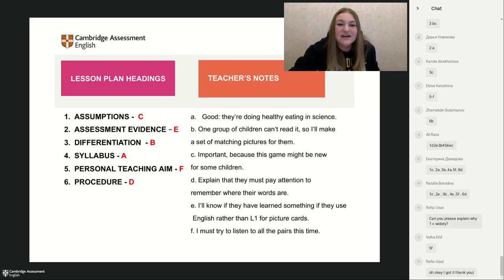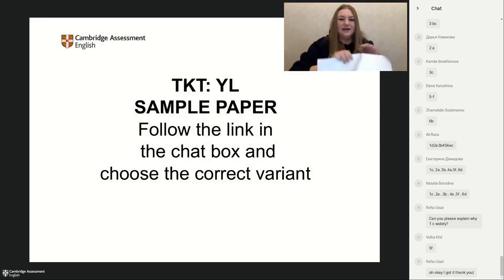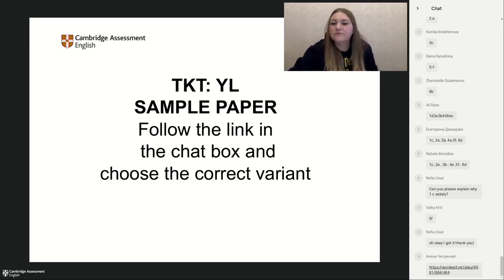Nice question. Okay, so as we move further, I have another task for you. I hope you will have lots of practice today. Again, I'm going to put the link in the chat box, and here you can see the task, which summarizes part two of the TKT Young Learner test. Here you need to read some statements and choose the correct variant, A, B, or C. Did you get the link?